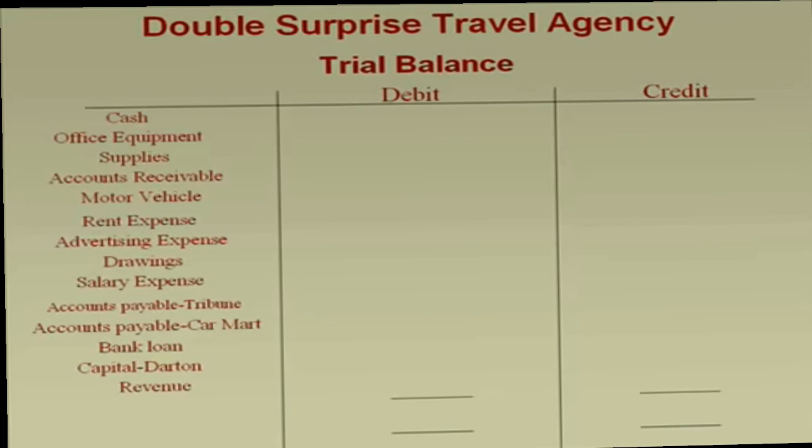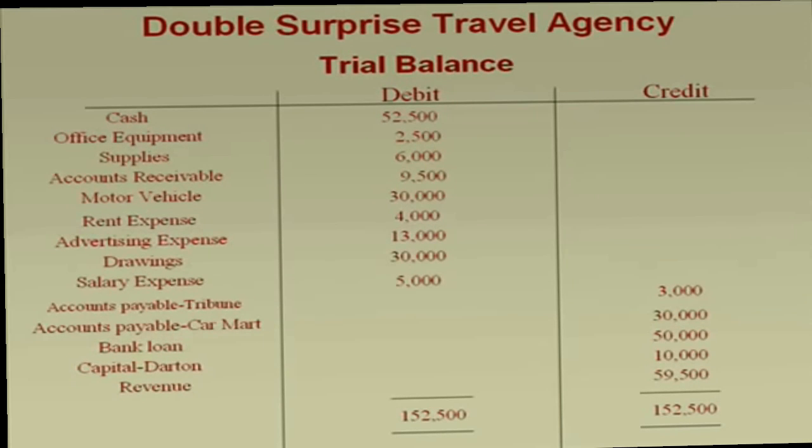Are you done? Does it look like this? Here comes the answer. The left totals 152,500. The right totals 152,500. So you did everything perfectly. Now from the trial balance, you do an income statement, statement of owner's equity, and balance sheet. And we already did that. But the most important is that the trial balance should balance. Once it balances, then you can proceed.